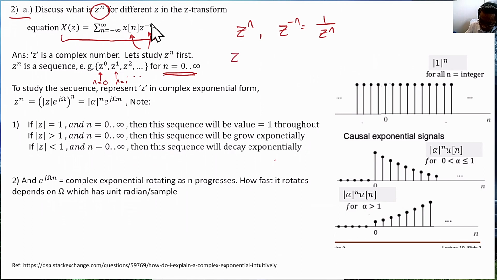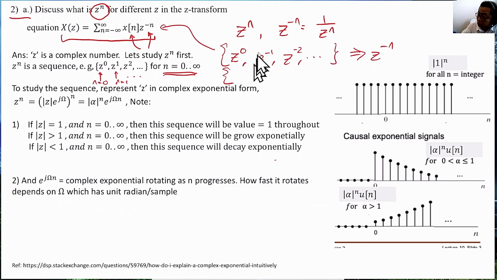So of course, the sequence will look like z^0, z^-1, z^-2, and so on for this sequence. And if we are studying the sequence with respect to positive power, then we are seeing it as z^0, z^1, z^2, z^3, and so on. So let's study this sequence of positive power first.